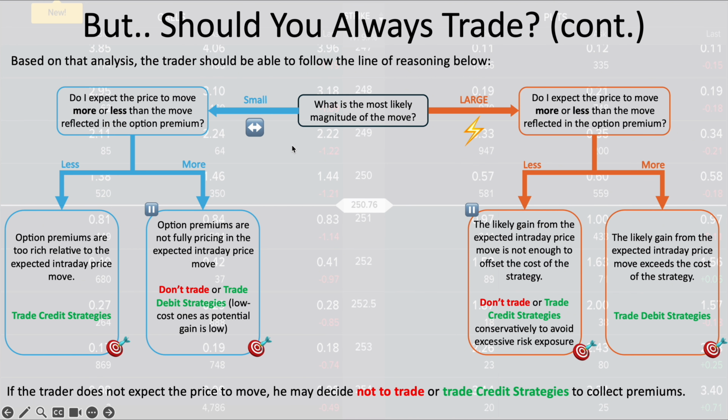Again, it can also happen if the price is not expected to move at all. You can simply not trade, or you can simply trade credit strategies to collect premiums, because if the price does not move, you collect the premiums, these credit strategies expire, and that's it. You don't have anything else to do. They expire worthless. You keep the premiums, and that's pretty much it.